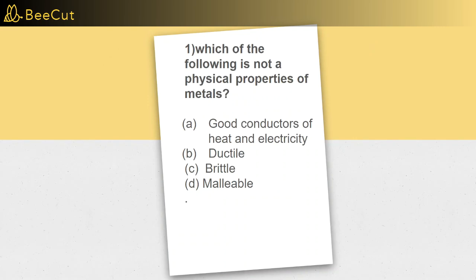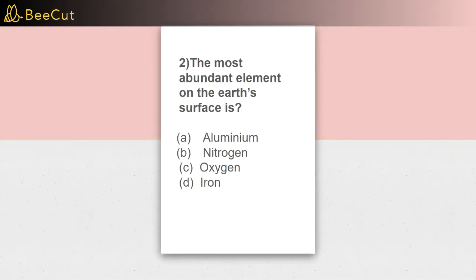Question 1. Which of the following is not a physical property of metal? Metal has its own physical property. As the answers go, A: good conductors of heat and electricity. A metal is a good conductor of heat. Why is it a good conductor of heat? Because electricity can pass through it. A metal is ductile. It can be drawn into wire. Brittle? No. A metal is not brittle, but a metal is malleable. The correct answer to this is option C.